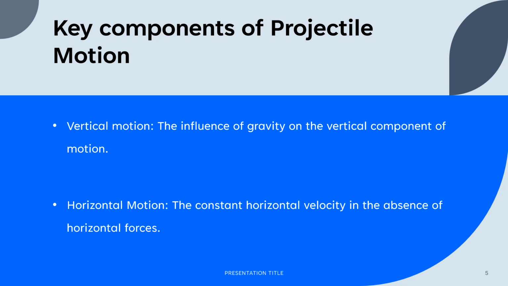And then just some key components of projectile motion. Vertical motion is the influence of gravity on the vertical component of motion. Horizontal motion is the constant horizontal velocity in the absence of any horizontal forces.